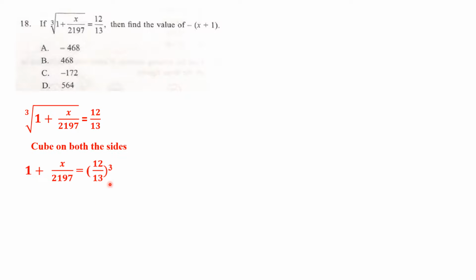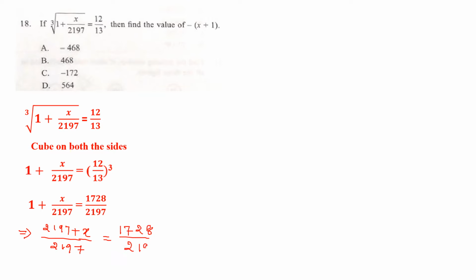Now in this question, you have to find the value of minus of x plus 1, okay? First I'm going to solve the equation given here, and you can see it is the cube root of (1 plus x by 2197) equal to 12 by 13. My first step is to remove this cube root. To remove the cube root, I will take the cube on both sides. When I do the cube on both sides, it will become 1 plus x by 2197 equal to (12 by 13) whole cube, right?